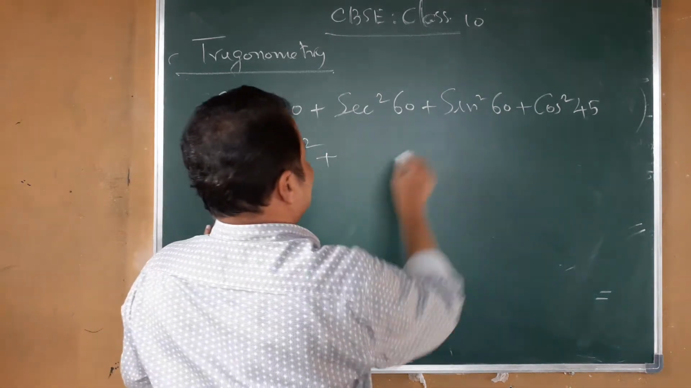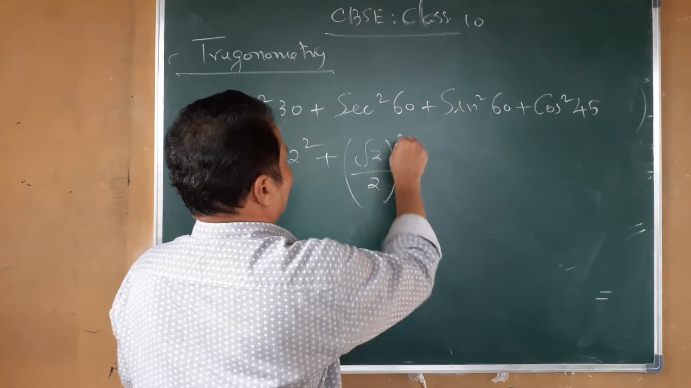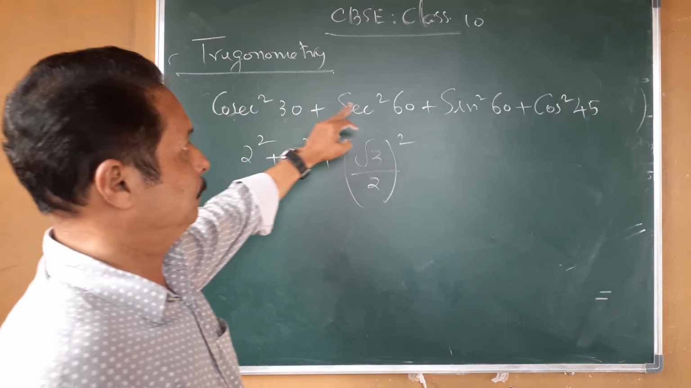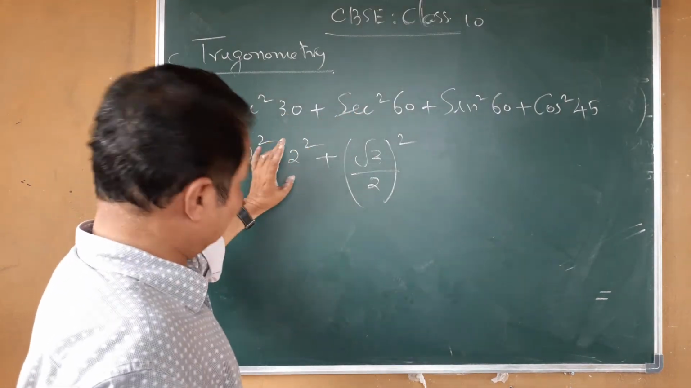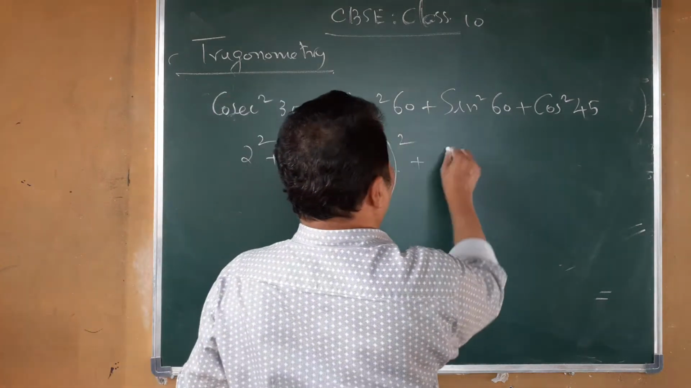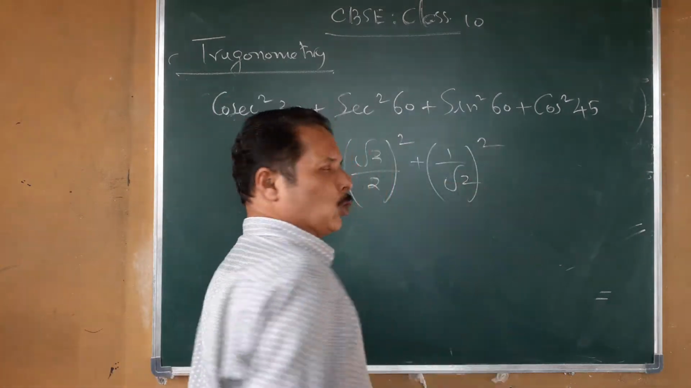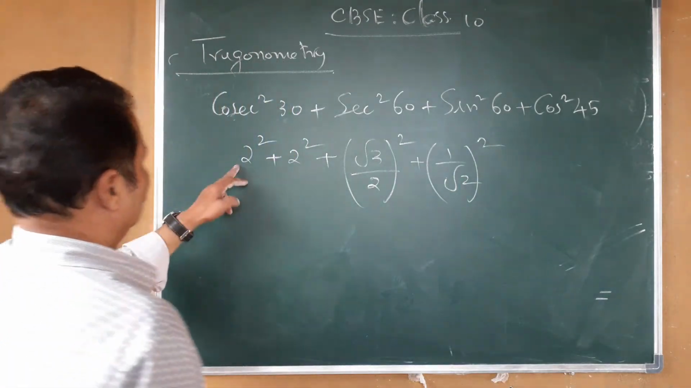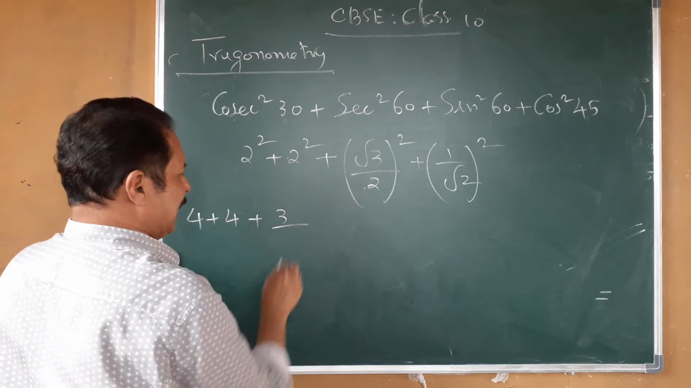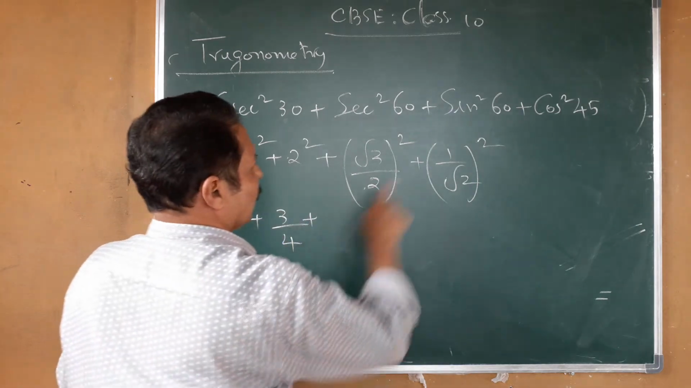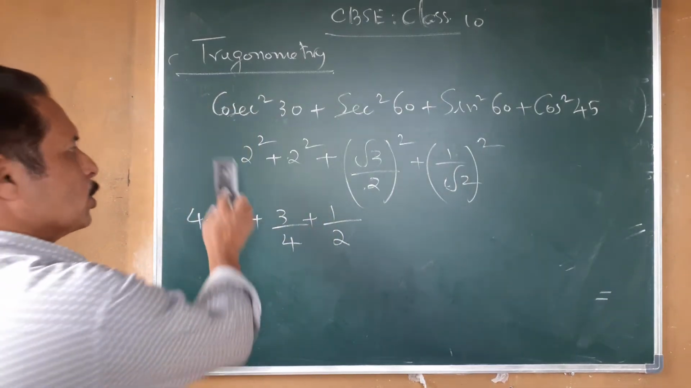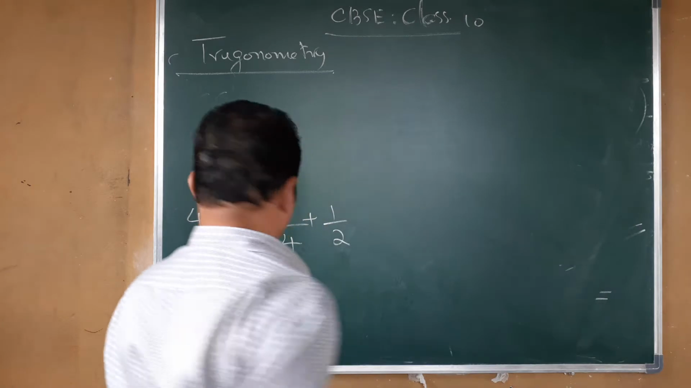Plus sin 60 is root 3 by 2, square means whole square. Sin 30 is the reciprocal of cosec 30. Cos 60 is the reciprocal of sec 60. It's very easy. Is it all? And cos 45 is 1 by root 2, that's also whole square. Are you ready? Then 2 square is 4. Again 2 square is 4. Root 3 square is 3, 2 square is 4. And it is 1 square is 1, root 2 square is 2. Is it completed? So that step is also over.